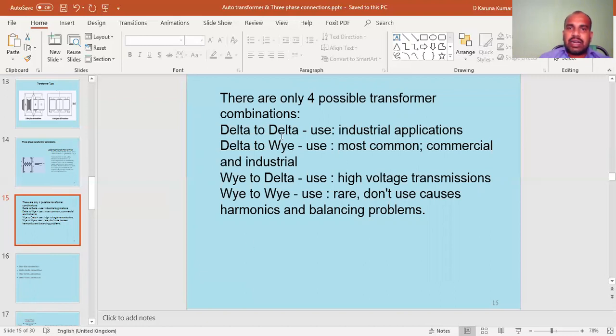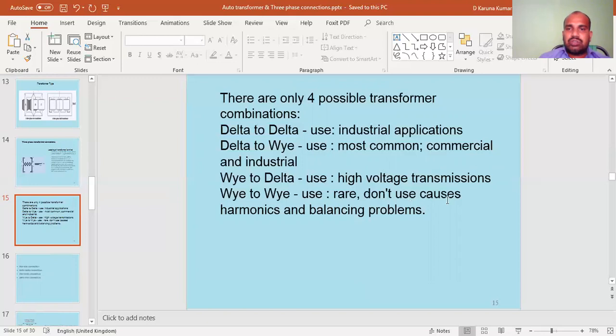Okay, the delta to delta combination of transformers is usually for industrial applications. And delta to Y is the most common combination of transformer, used for commercial and industrial complexes. Y to delta is used for high voltage transmission. Y to Y is not used for any applications. We are just talking about it theoretically, but practically it is not used.